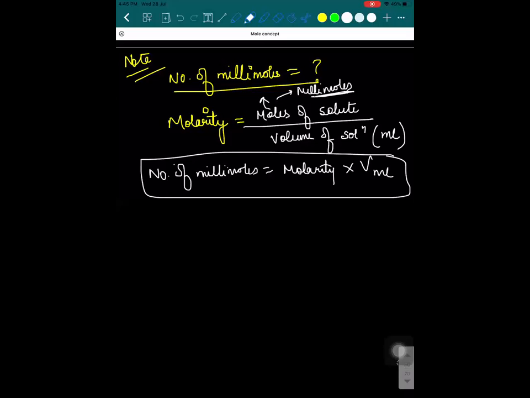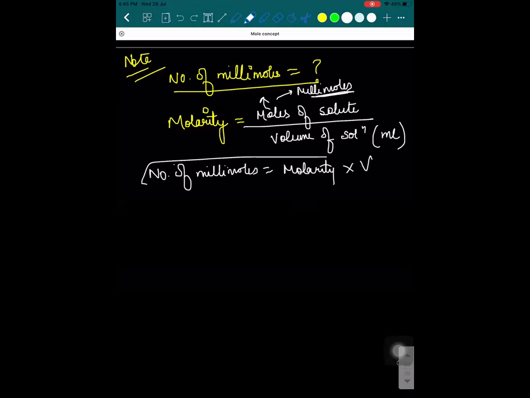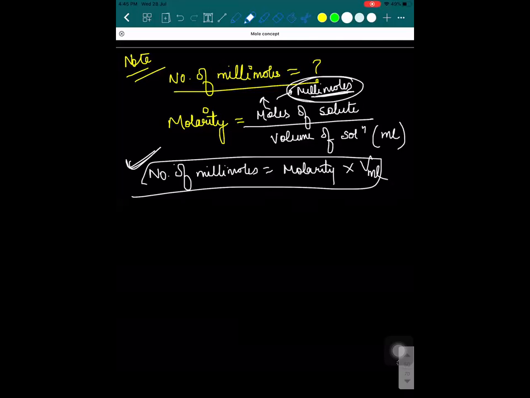I am saying that millimoles are nothing. Just when you represent the volume in ml, whatever moles there will be, it will be millimoles. No need to multiply even with the 1000. Even if you are multiplying with the 1000, it means you are writing moles. But if you are not multiplying by 1000, then you are saying millimoles. Yes or no? So the number of millimoles is molarity into volume, which is in ml. Yes or no? Shall I proceed further?